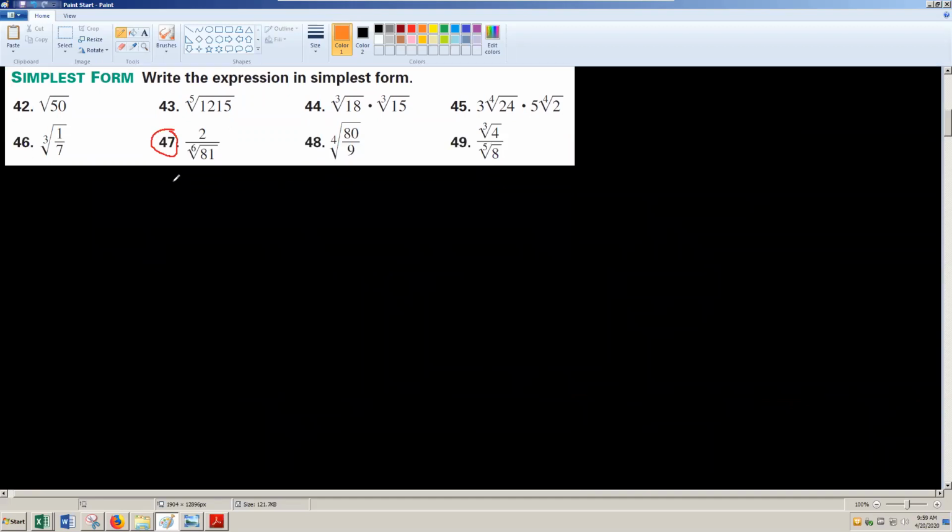Looking at 47 here, we just want to write the expression in simplest form. So basically, I see this thing and I have a 6th root on the bottom with 81. And I want to find a way of simplifying this. I do not want a radical in my denominator. So I'm going to have to come up with a clever way of getting this thing to go away.